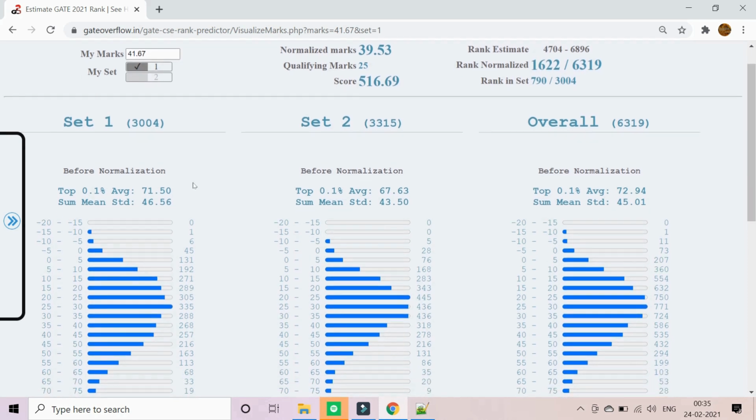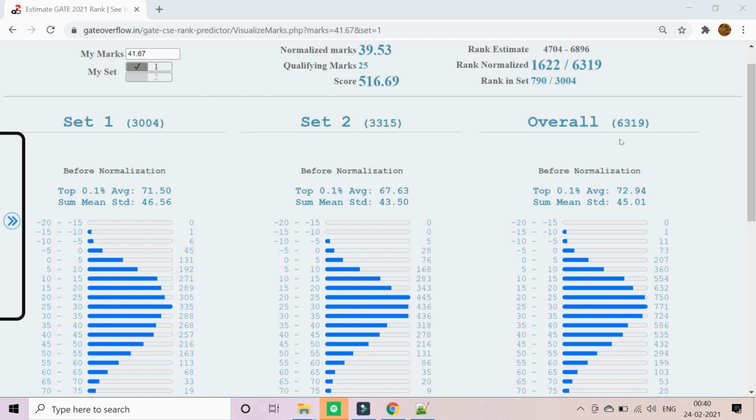Below, here are set 1 marks and set 2 marks before normalization. 3004 is the total number of submissions in set 1. 3315 is the total number of submissions in set 2. Total 6319 people submitted their responses. This is overall set 1 and set 2 submissions. Here we do not count the repeated submissions. You can submit your response URL any number of times, but it takes only once.